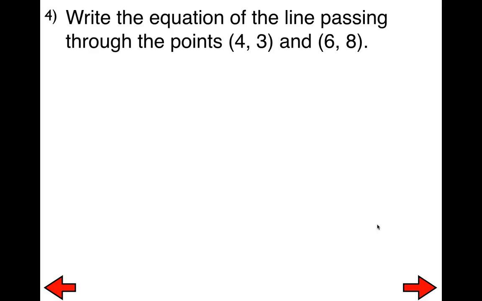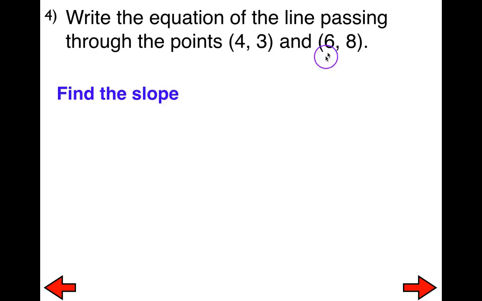Okay, so now, looking at number 4, it says write the equation of the line passing through the points 4, 3 and 6, 8. So you'll notice in this case, we're given 2 ordered pairs. So essentially, we at least have 1 point, but we don't have a slope. Now, is that the end of the world? Absolutely not. I've taught you in the past how to find slope off of 2 ordered pairs. So let's go ahead and do that since we're on a roll with using point slope form.